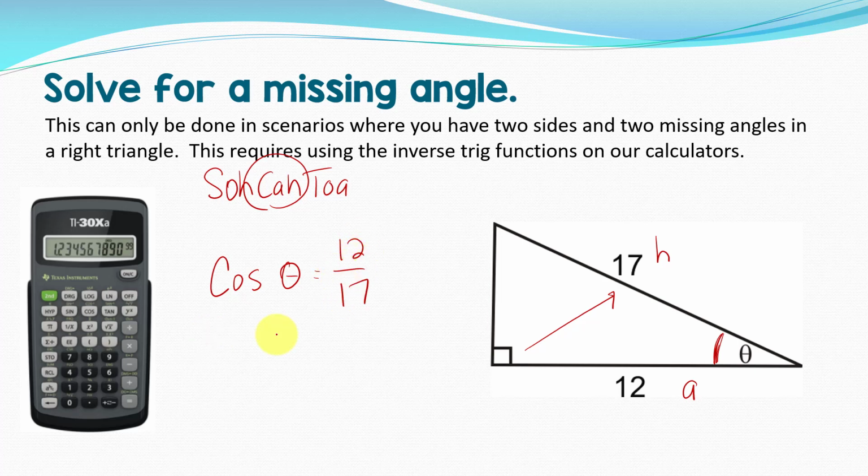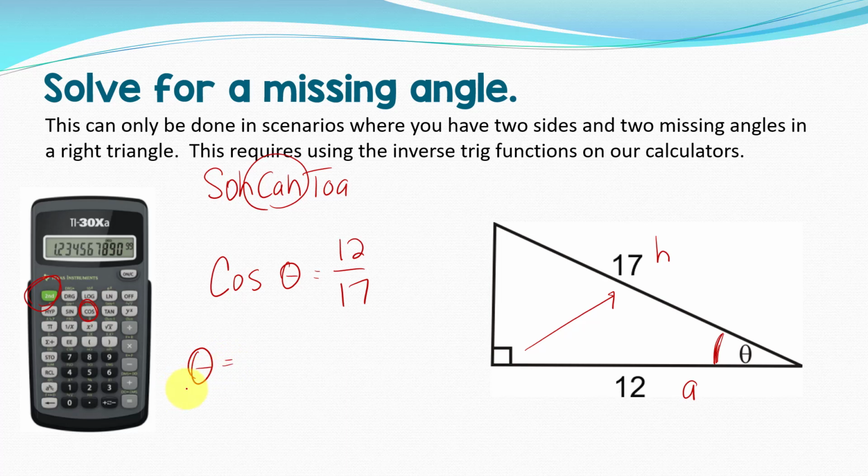hypotenuse. Okay, so in the school calculator, I'm going to enter 12 divided by 17, and then I can hit the equals. Then I'm going to come over here and hit the second green button, and that's going to get me to the inverse functions, and I'm going to hit then cosine if I'm using cosine. And that's going to tell me the angle measure.